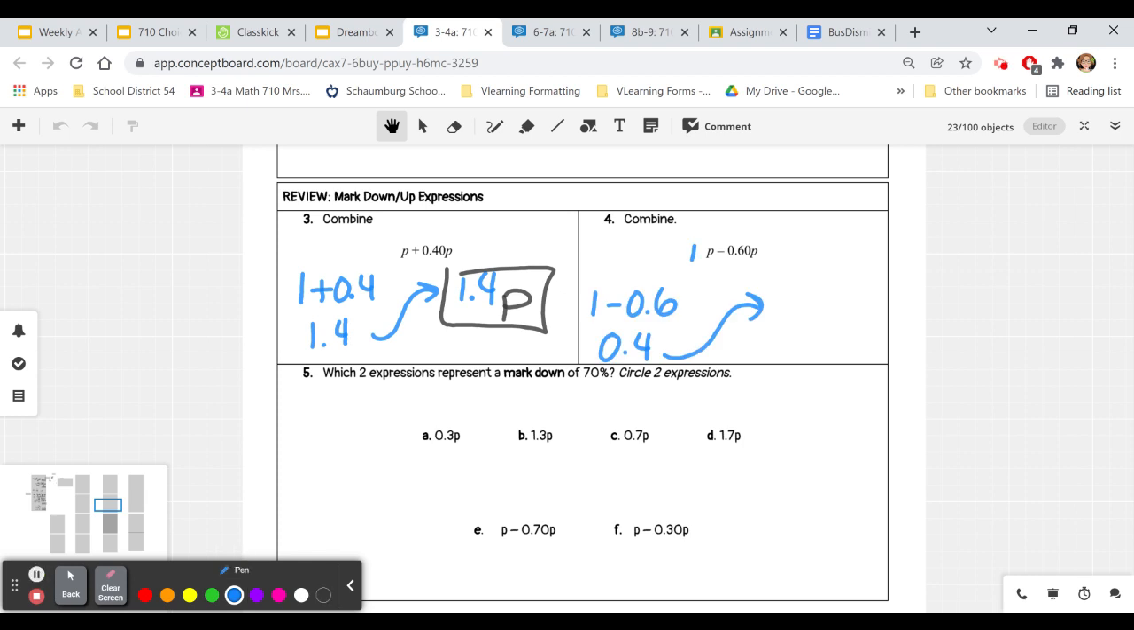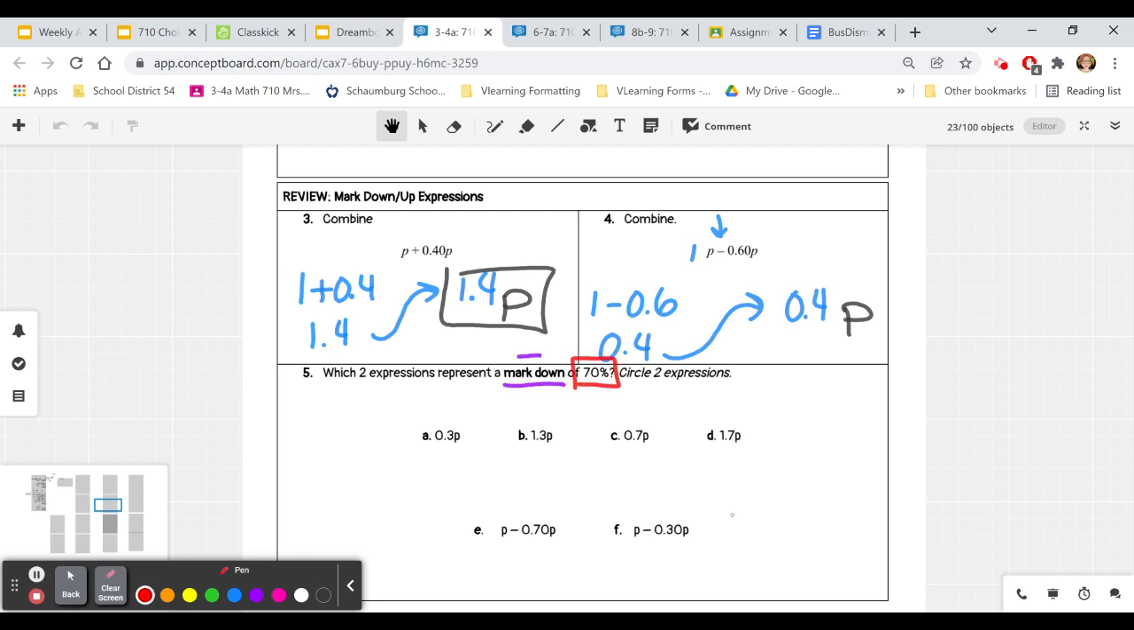This would be how you set it up. Put the 1 in front of the p, and since this is a markdown, we're subtracting, so we're going to end up with 0.6p, but don't forget the variable p. The last one, I'd like for you to pause the video and try it on your own and check back in with me in a couple minutes.